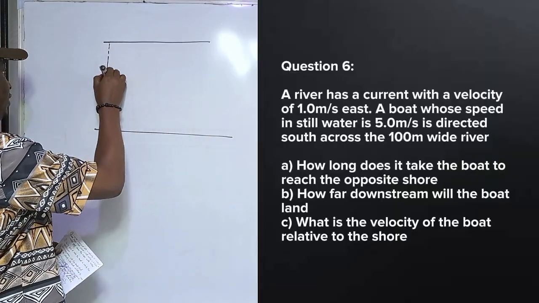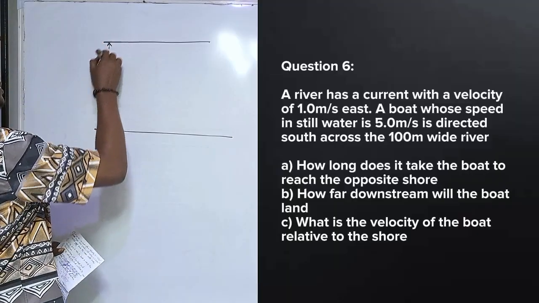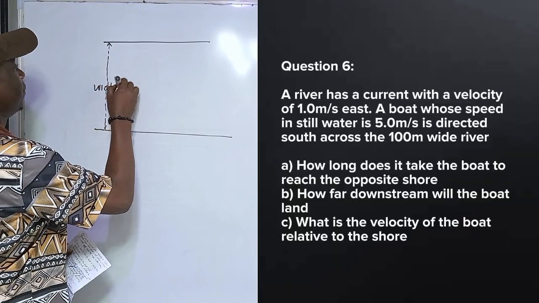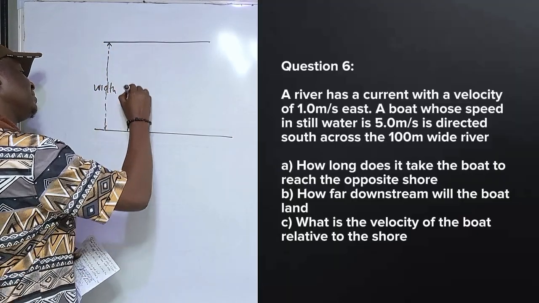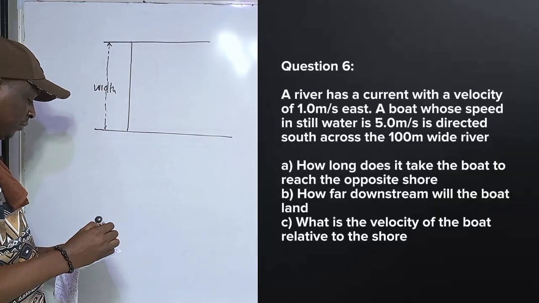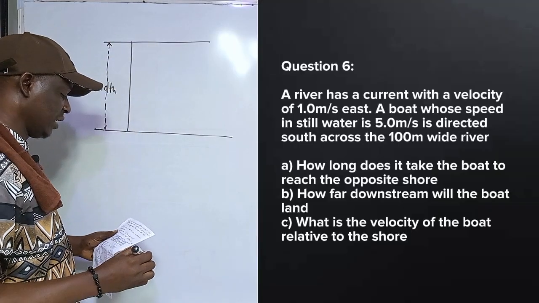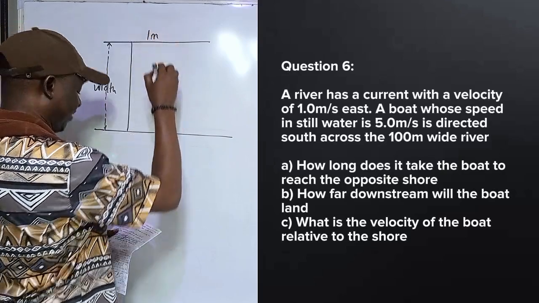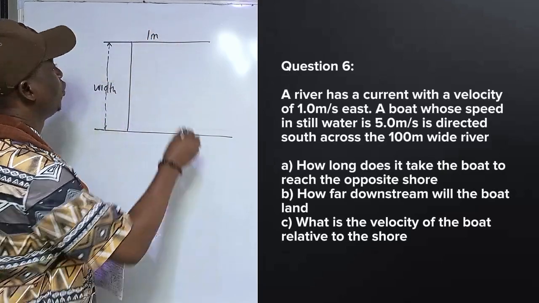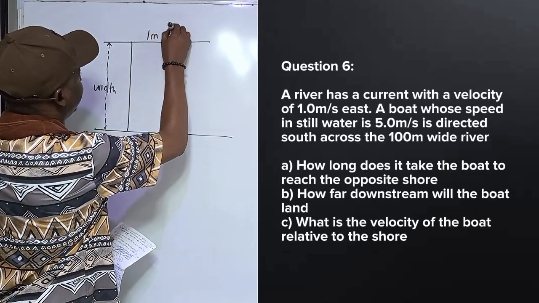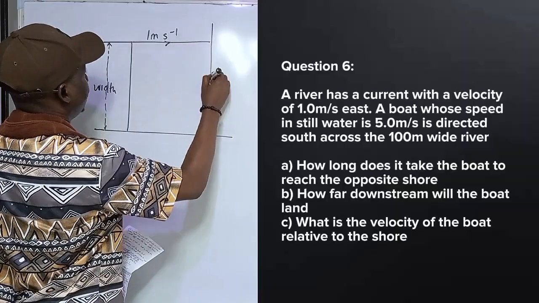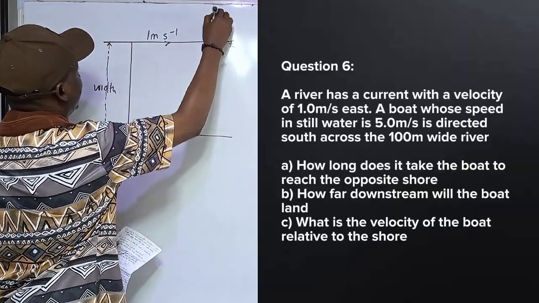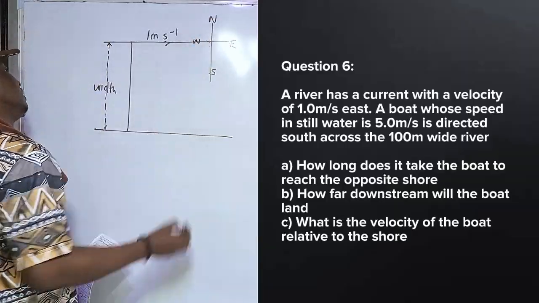Now this is the river width, the width of the river. If you have to cross directly, this is the direction you will cross. They say the river has a current with a velocity of 1 meter per second east. They give us east, 1 meter per second, east. So this is what? East, north, south, west.